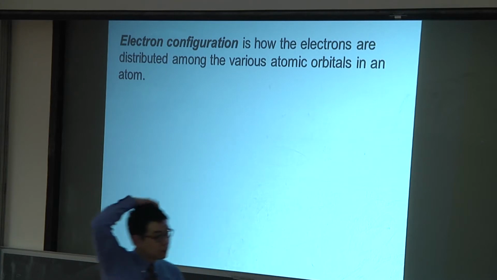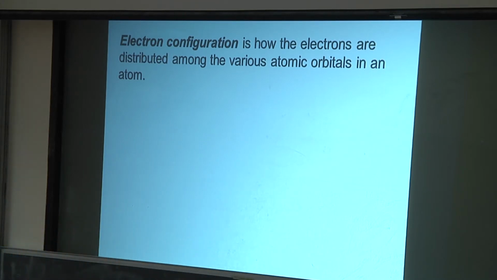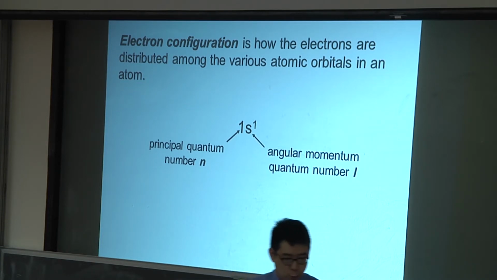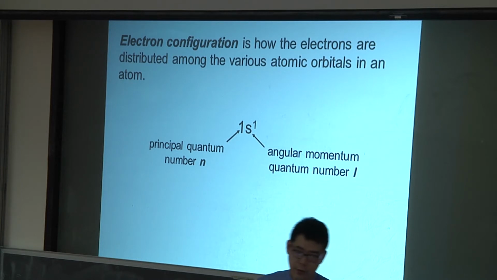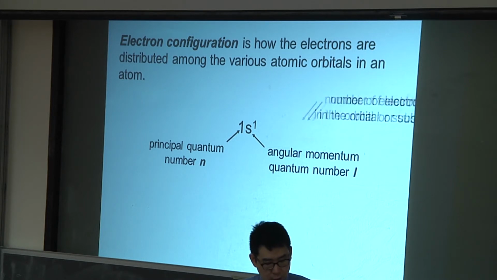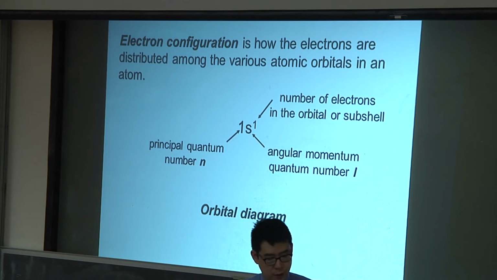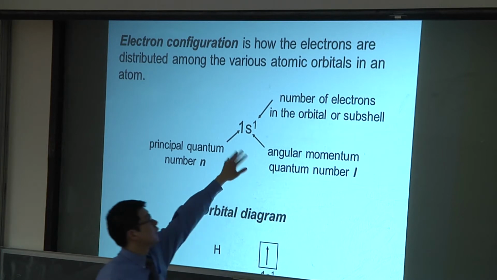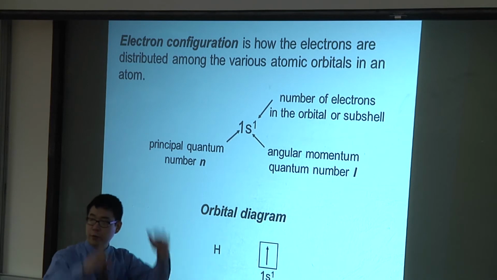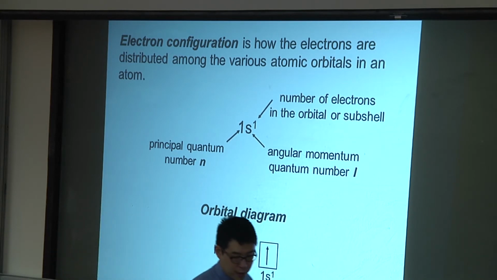So the electron configuration is how the electrons are distributed among the various atomic orbitals in an atom. We kind of showed this for carbon, but first you have the principal quantum number, and then the letter that corresponds to the angular momentum quantum number, or the subshell, and then the number of electrons in that orbital. We would say the electron configuration is this kind of shorthand. The orbital diagram is if we wanted to draw the whole thing out, from the bottom up. So for hydrogen, it's going to be that, and so on.